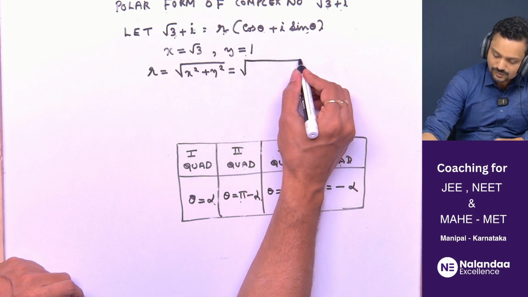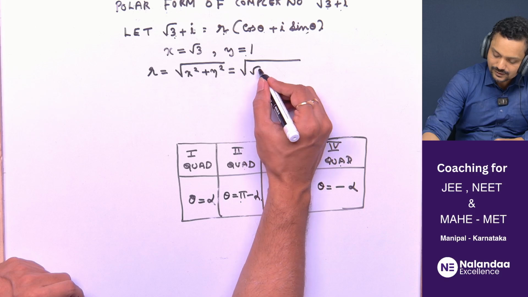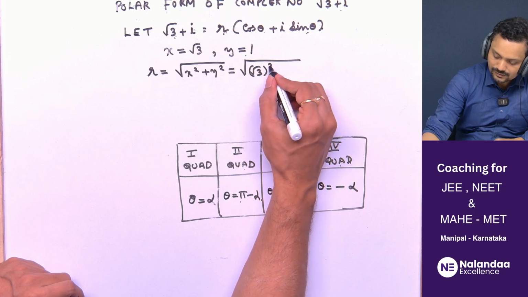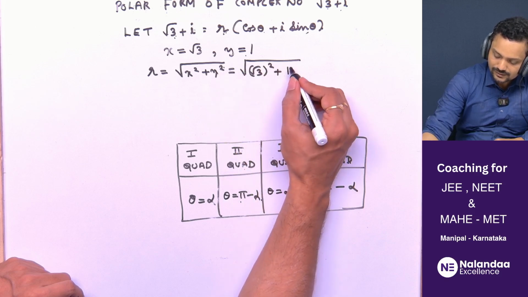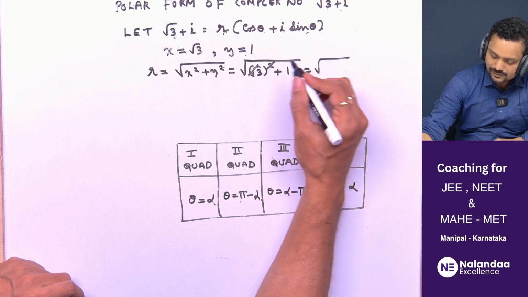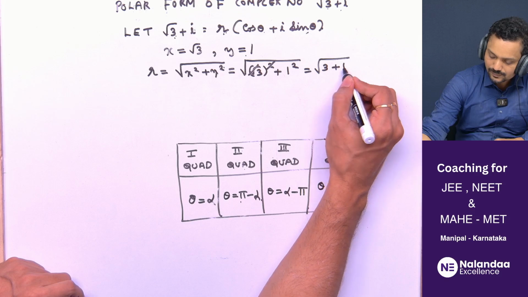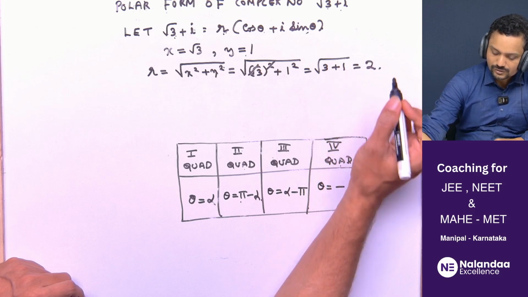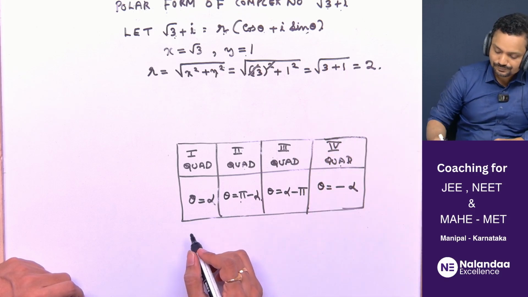So this is root of x, which is root 3, square, plus y square, that is 1 square. Here the square root and square cancel, so we'll get 3 plus 1, that is 4, and the root of that gives us 2. So we get r as 2.